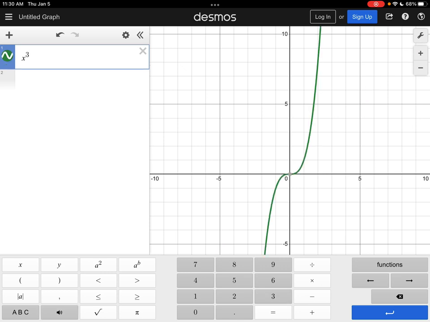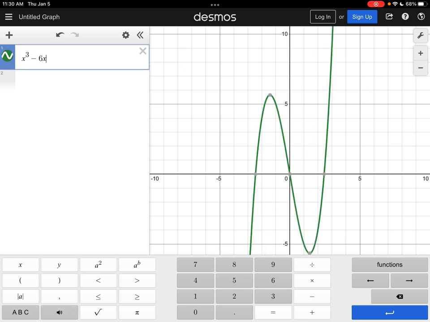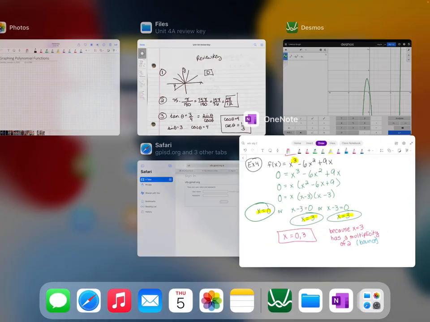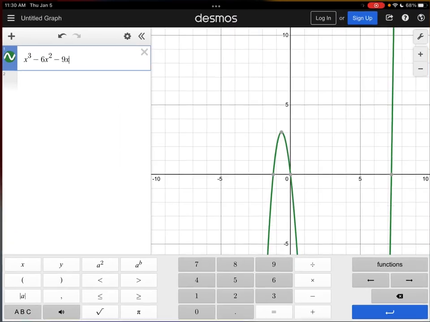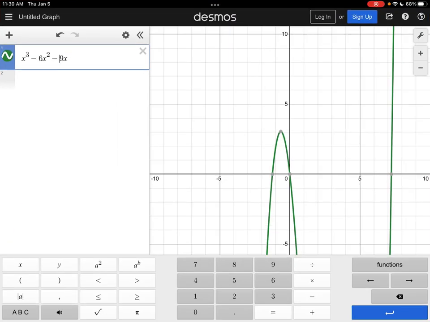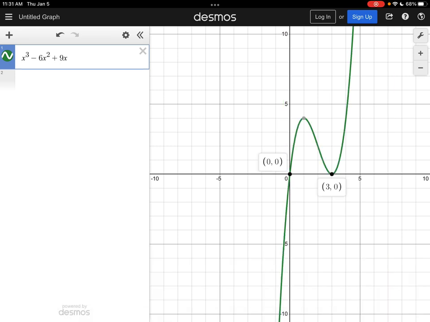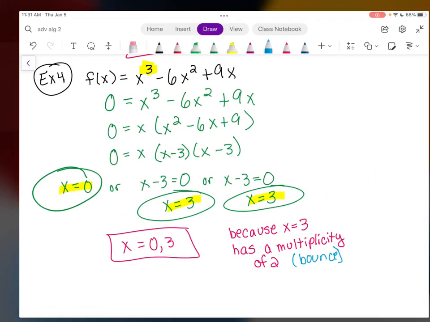X to the third minus 6x squared minus 9x. Maybe that wasn't right. Plus 9x, haha. There we go. And now you can see that the line crosses through the x-axis at 0, 0. And then there's a bounce right here at 3, 0 because that had a multiplicity of 2, so it made the graph bounce. And so that's how you find the zeros and the multiplicity of the zeros for a polynomial function.